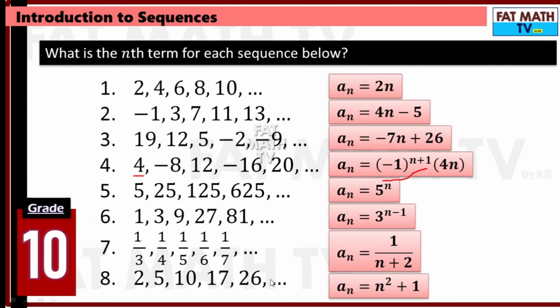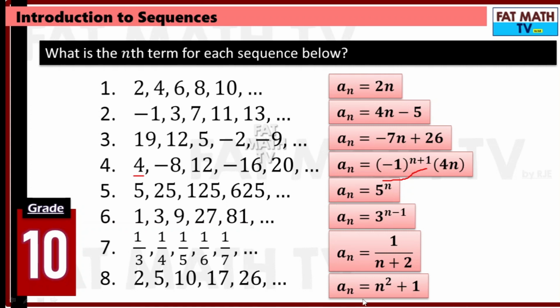So if n is squared, we're going to have 1. But then the first term is not just 1 but 2, so we need to add 1. And then for the second term, if n is 2, 2 squared is 4, plus 1, that's 5.